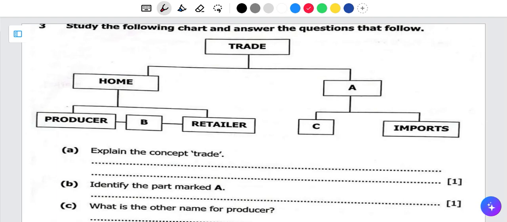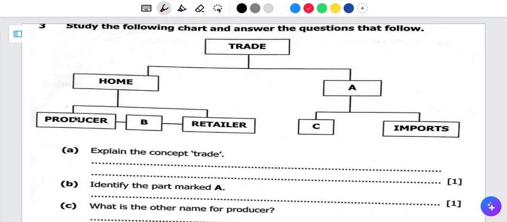In this question, we are looking at trade. The question says, study the following chart and answer the questions that follow. So we have trade, and trade is divided into two: the home trade as well as international trade. Under international trade, we can have import and export. Then home trade flows in this way.